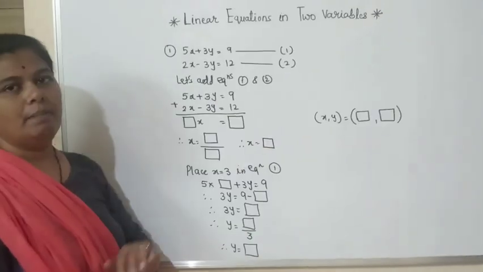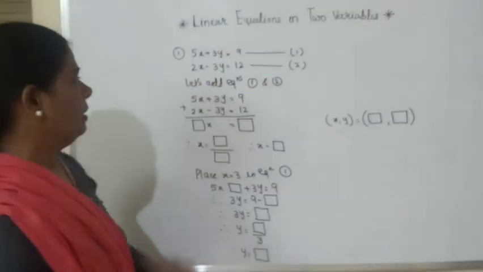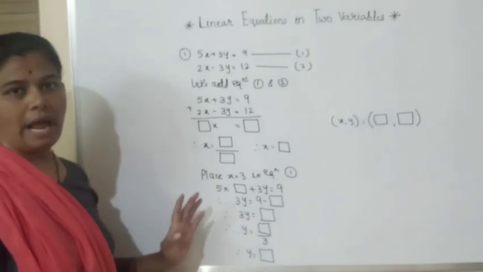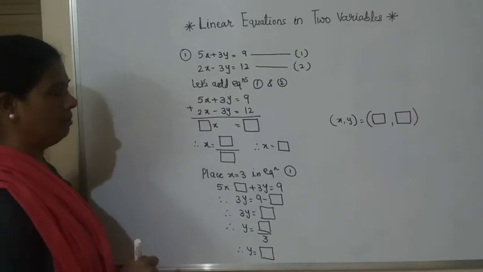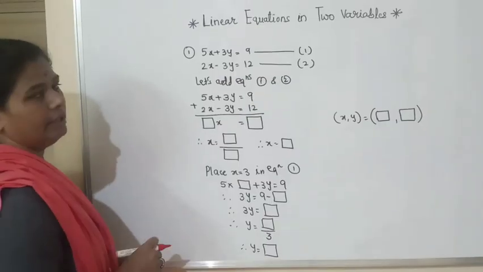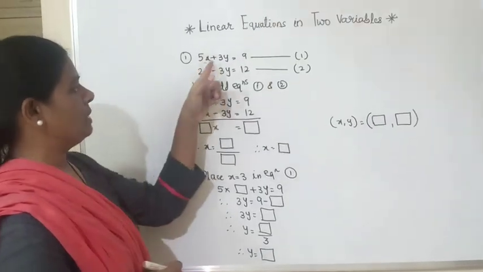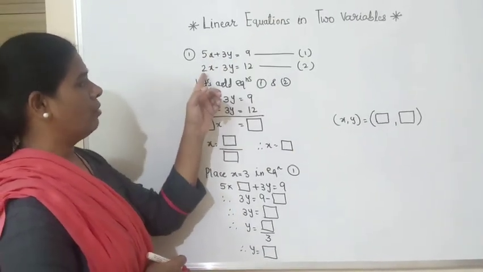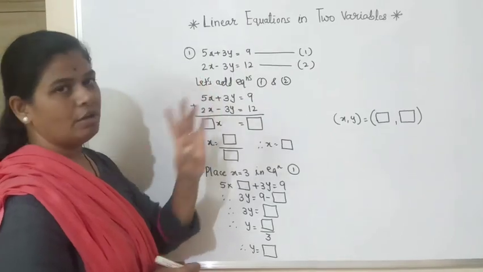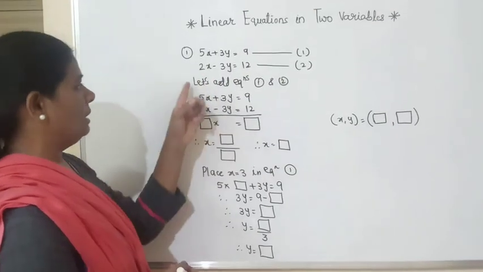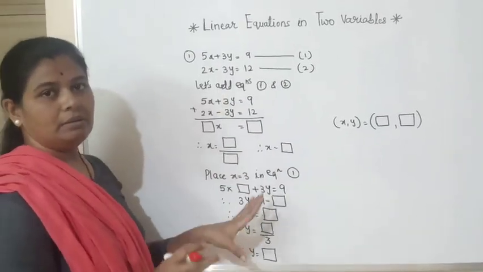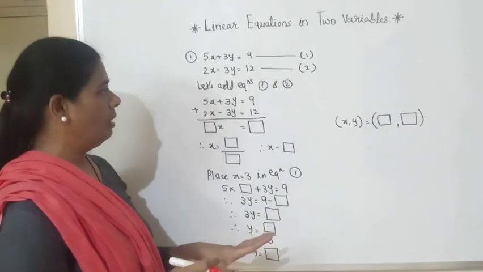Okay, now we'll see the practice set 1.1. In that the first sum is given, that is the activity based problem. You can see here that there are two equations, 5x plus 3y equal to 9 and equation number 2 आहे 2x minus 3y equal to 12. आता इथे त्यांनी ॲक्टिव्हिटी दिलेली आहे. You have to just fill up the boxes.